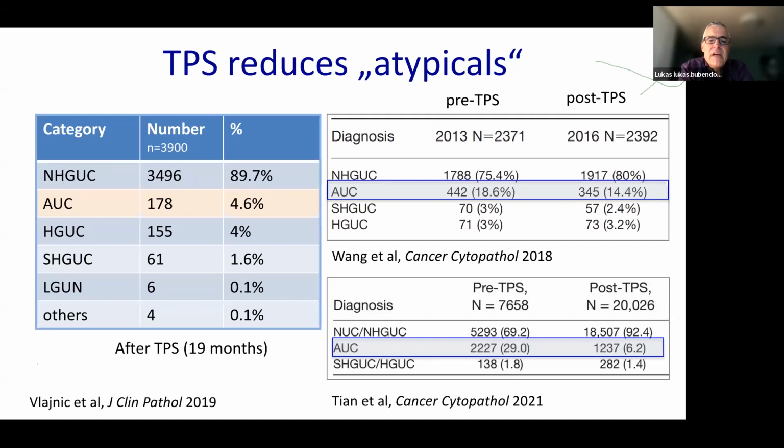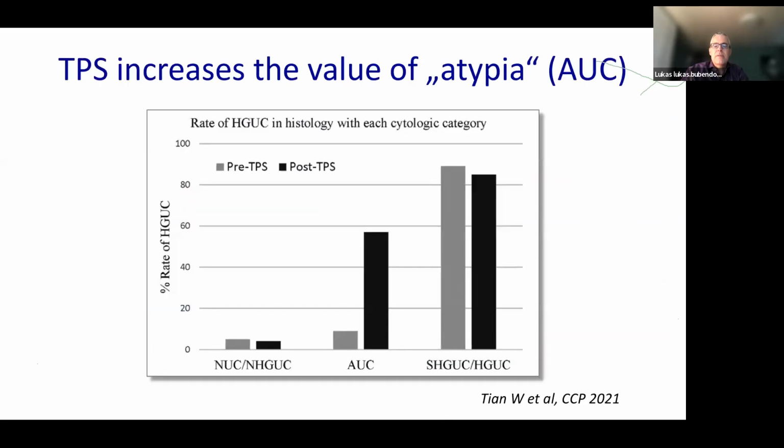And in the other study below, they reduced it from a very high 29% to a low 6.5%. So in the meantime, there have been additional studies that have come out. So it shows that we can clearly reduce it to a rate of around 5%. That's what you want to achieve, and that's what you should also try to achieve, to make AUC a meaningful diagnosis.